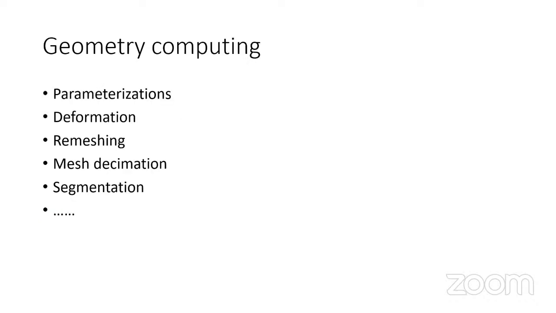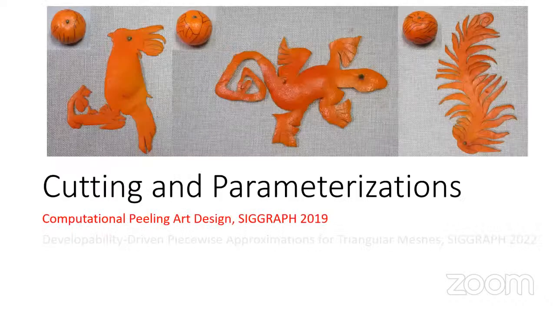To process this kind of geometry data using computers, geometric computing was generated. There are many topics such as parameterizations, deformations, remeshing, and segmentation. In this talk, I will discuss our efforts to apply these techniques to art design. The first work is about mesh cutting and parameterizations used for art design.